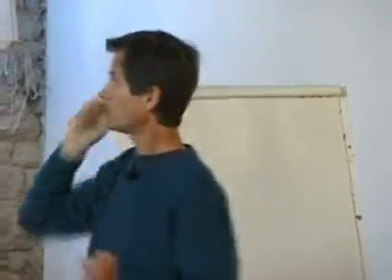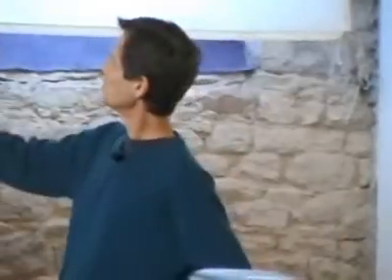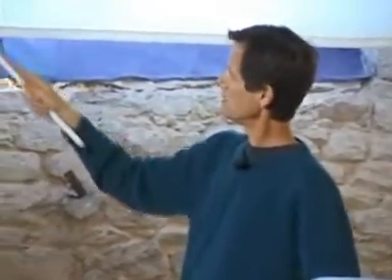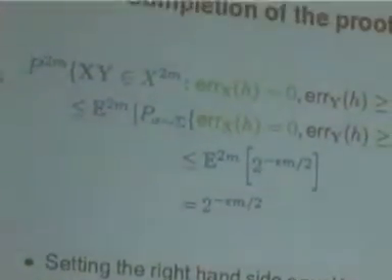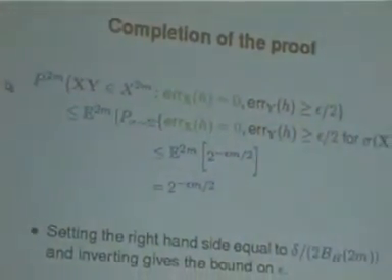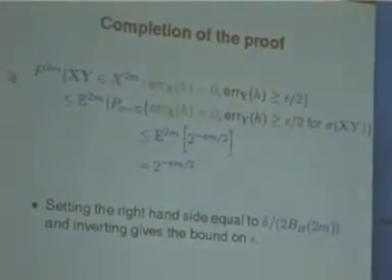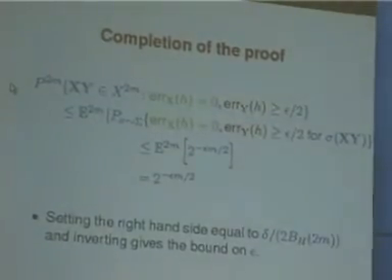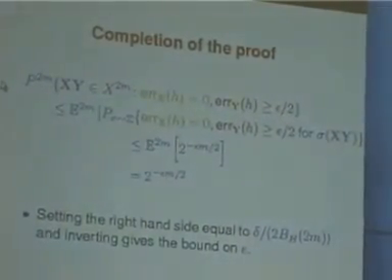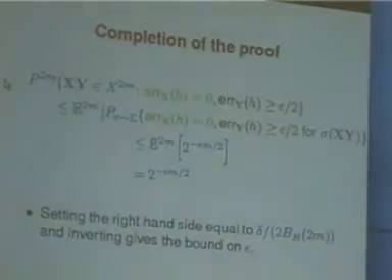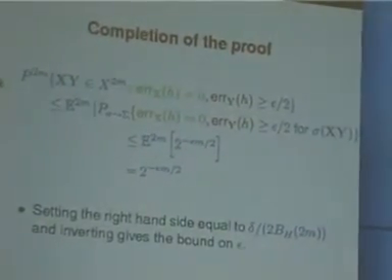Okay, and that is 2 to the minus epsilon m over 2, and this is now independent of the actual set of sample points. For every set of double samples, it's bounded by 2 to the minus epsilon m over 2, so certainly the expectation is bounded by 2 to the minus epsilon m over 2. Are there any questions on that?